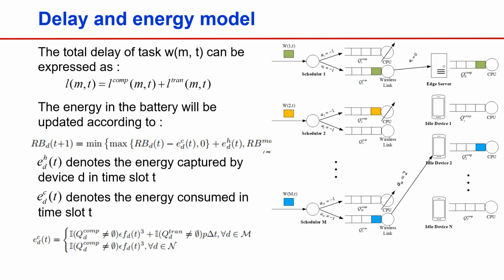The update of the remaining energy of the device battery is based on the energy harvesting and the energy consumed in the current time frame, which cannot exceed the upper limit of the battery capacity. The energy consumed in the current time frame depends on the offloading decision of the queue head task and the CPU frequency.